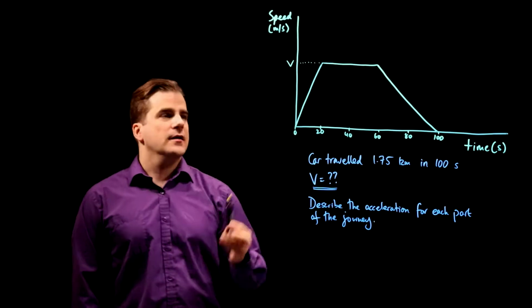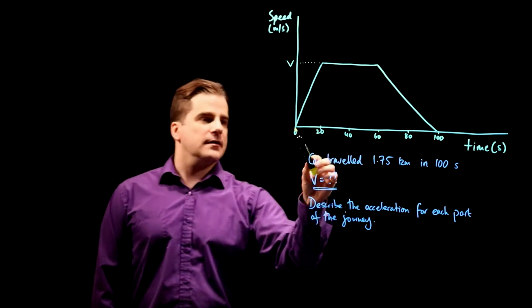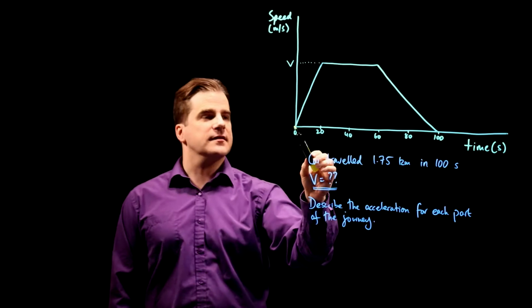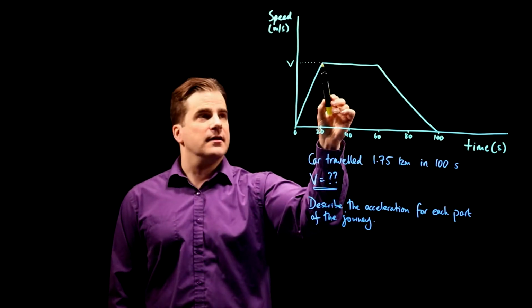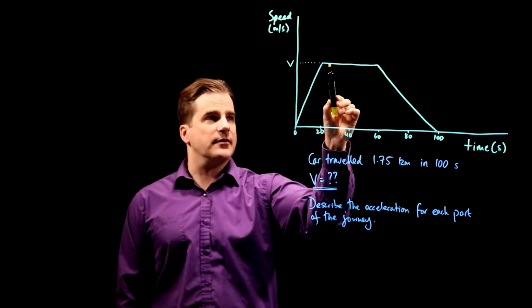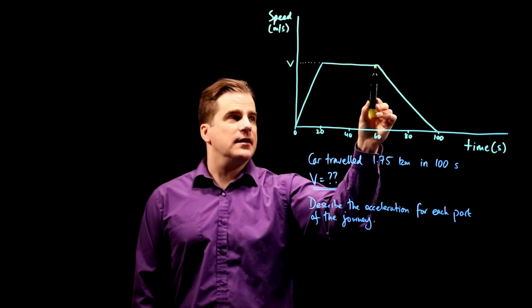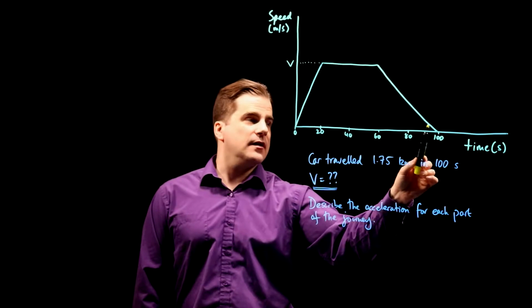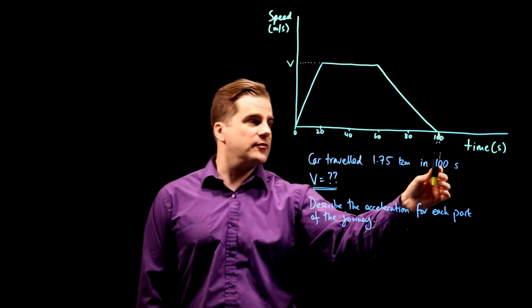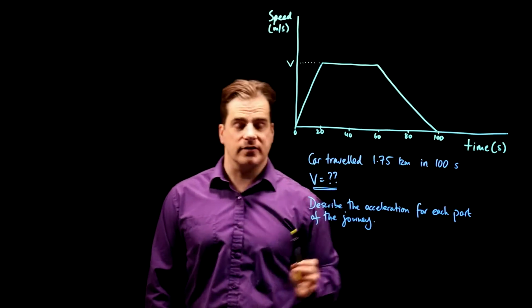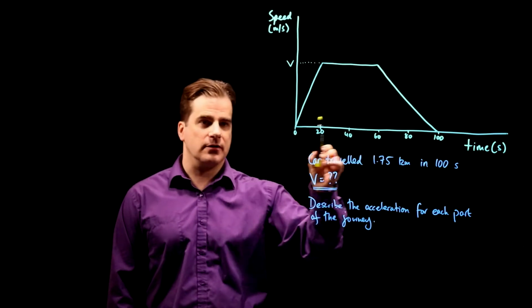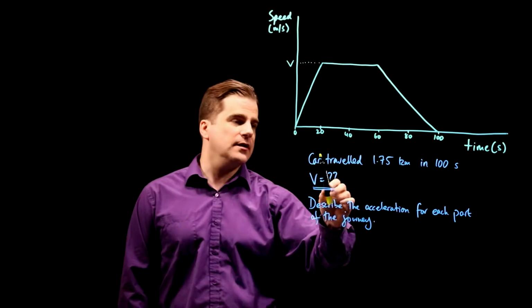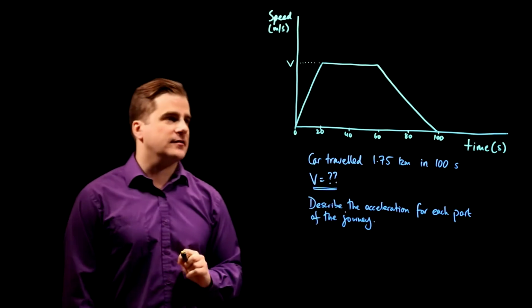Okay, so what happens is its velocity increases between 0 and 20 seconds. It's accelerating, then it stops accelerating, keeps going at constant velocity here, and then it decelerates until its velocity is 0. So it comes to a halt after 100 seconds. And during that acceleration, constant velocity, deceleration, it's traveled 1.75 kilometers.